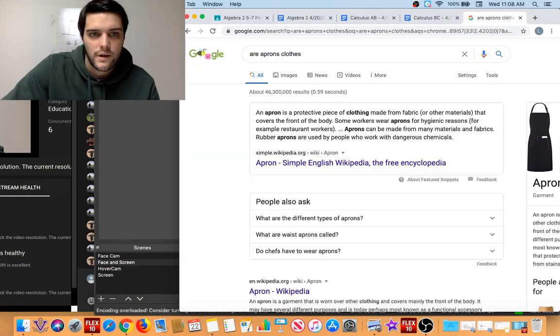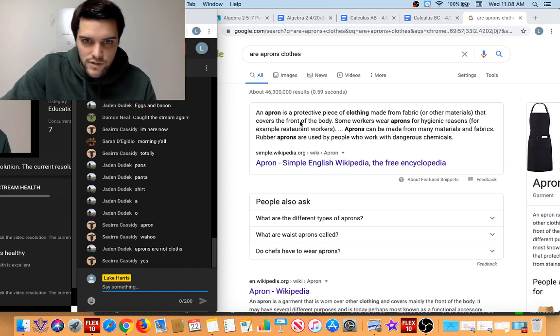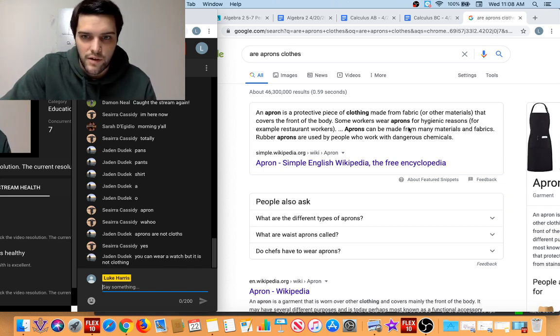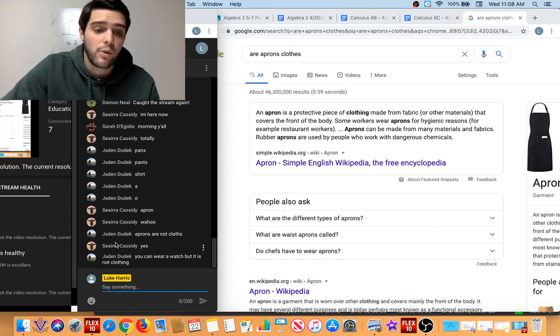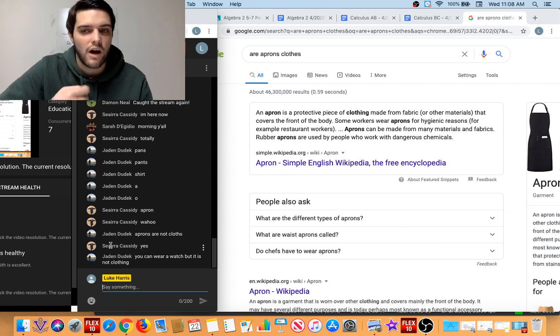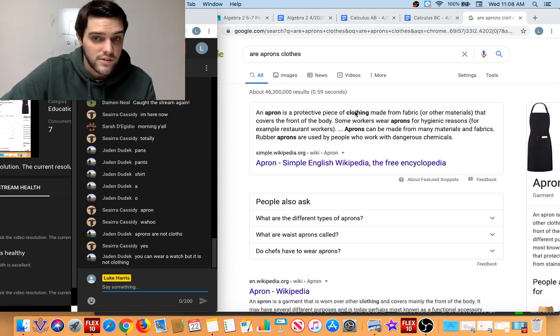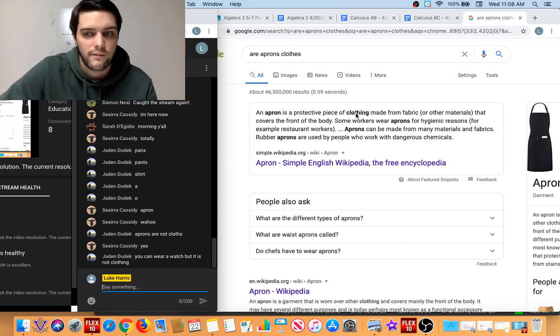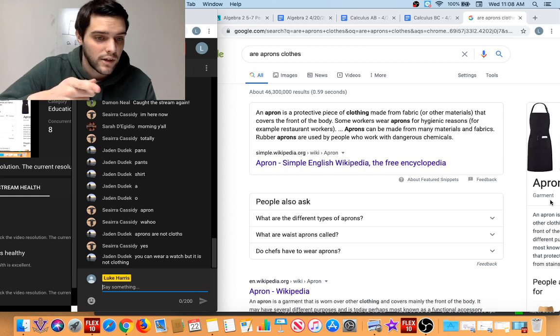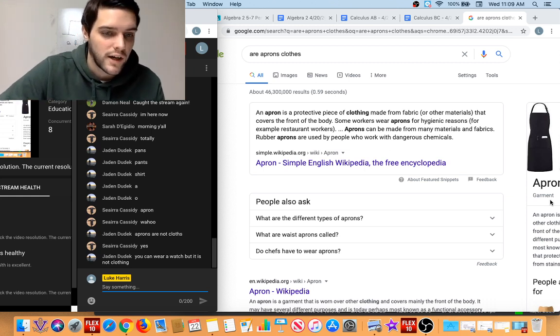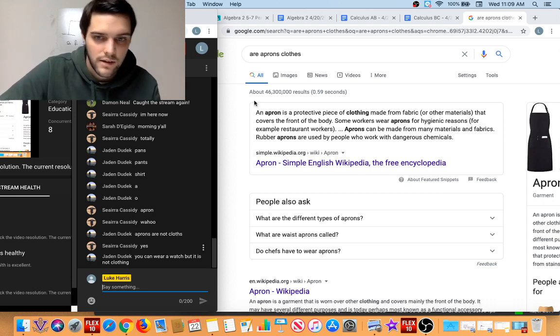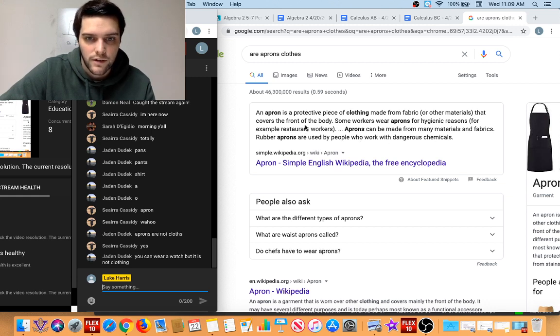Sierra says yes. Yeah, an apron is a protective piece of clothing. Jaden, apron is a protective piece of clothing made from fabric that covers the front of the body. Some workers wear aprons for hygienic reasons. Aprons can be made from any materials. That's a good point, Jaden. That's a good counter argument. But then again, I don't know. No, I guess you're right. But clothing is, I think, made to cover your body, right? Some sort of cloth or fabric that covers your body. That's how I think of clothing. An apron does do that. It's a protective piece of clothing, right? It covers your body. A garment would be another word for it. I do like your argument, though. My original argument was not very good, and you kind of just proved that with the watch point. But I think this definition makes it pretty clear. It's definitely clothing.